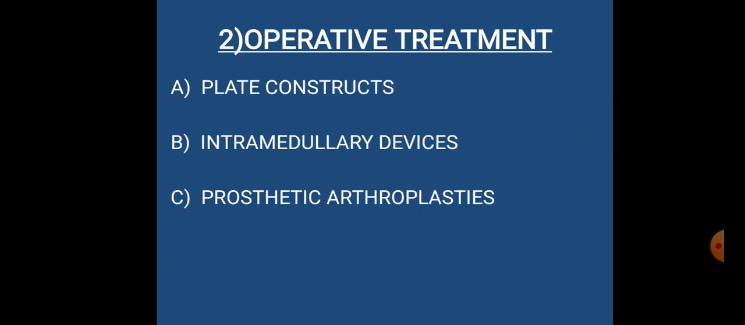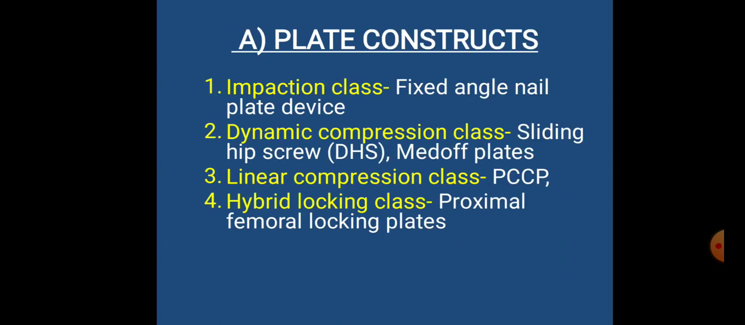Coming to operative treatment, we can treat the patient in 3 ways. That is, we can operate the patient with plate constructs or intramedullary devices or prosthetic arthroplasties. What are the plate constructs we have? That is impaction class, dynamic compression class, linear compression class and hybrid locking class. Impaction class are fixed angle nail plate devices. Dynamic compression plates are sliding hip screws made of plates.